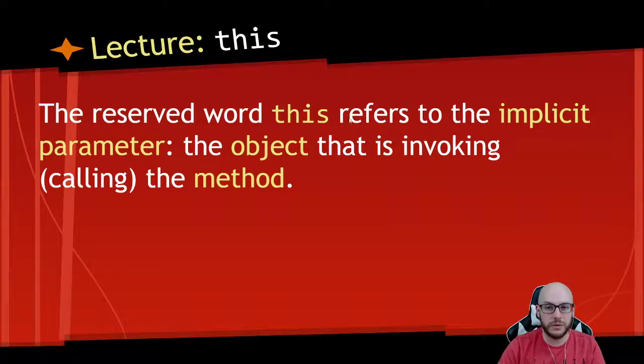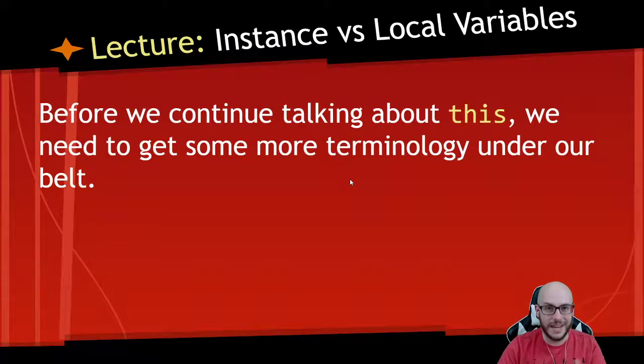That's where the reserved word this comes in. We talked about this dot notation, and we saw the application of this dot notation, like why you want it. Here, this is more like the definition. This is why this actually exists. The reserved word this refers to the implicit parameter, the object that is calling the method, from inside of the method definition.